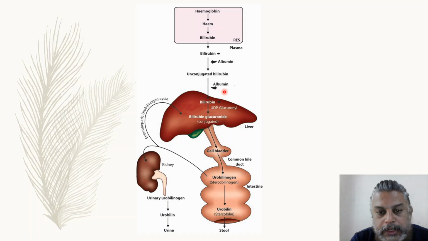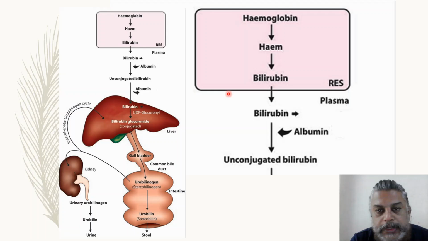Albumin gets detached and this bilirubin enters the hepatocytes. In the hepatocytes, this bilirubin is conjugated by enzymes. This conjugated bilirubin is soluble in water, and is easily excreted in the bile.